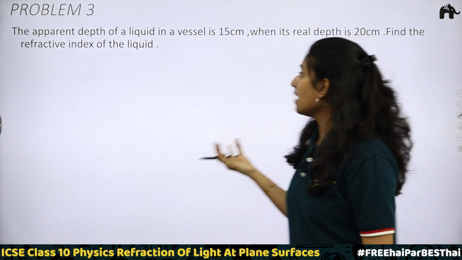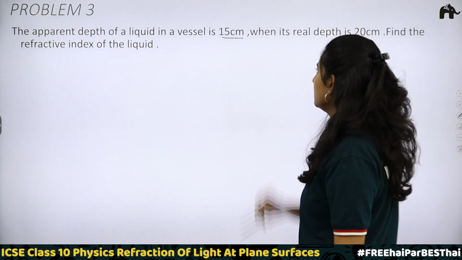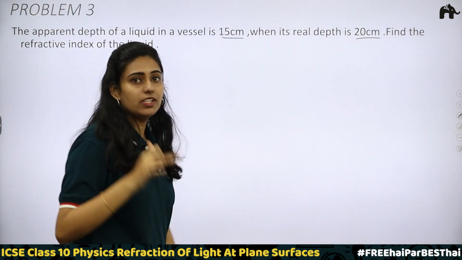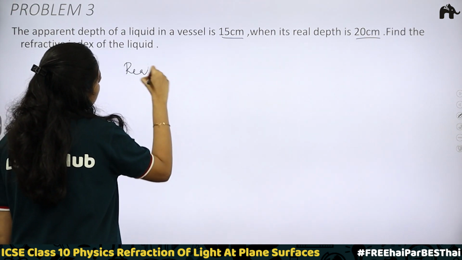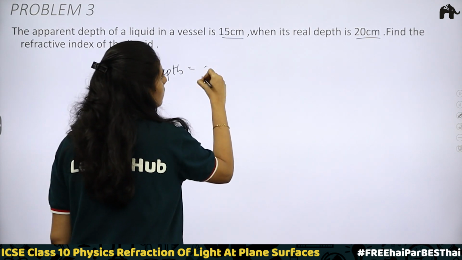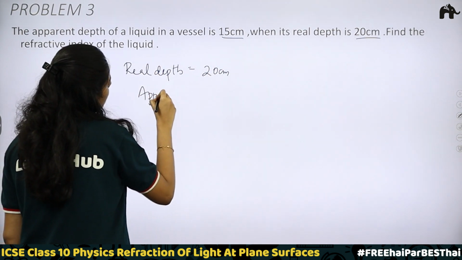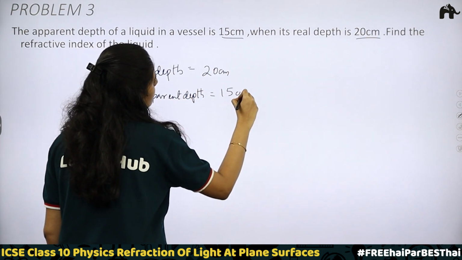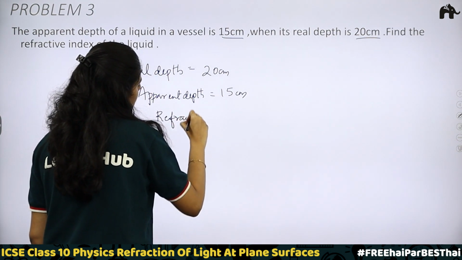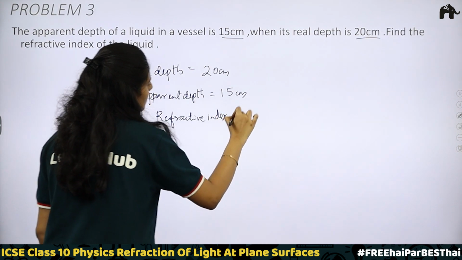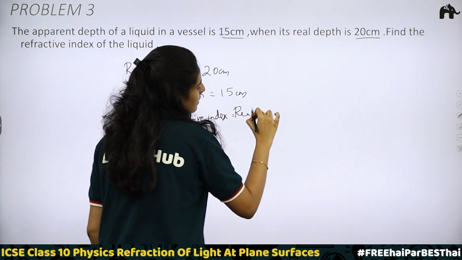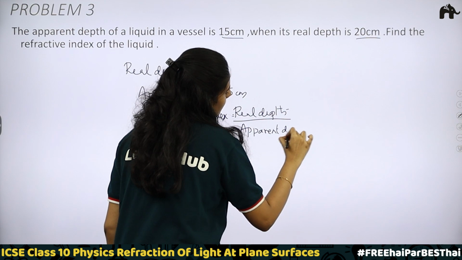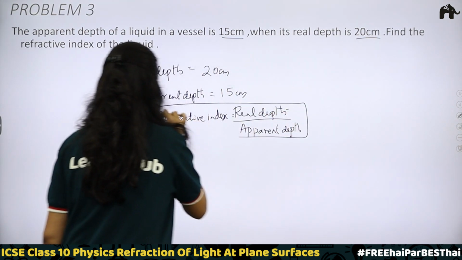Clear? Third problem, the apparent depth of a liquid in a vessel is 15 centimeter when its real depth is 20 centimeter. Find the refractive index of the liquid. Real depth and apparent depth are given. We need to find the refractive index. Real depth is equal to 20 centimeter. Apparent depth is equal to 15 centimeter. We need to find the refractive index. This is a direct question. Refractive index is equal to real depth divided by apparent depth. Real depth by apparent depth is the refractive index.